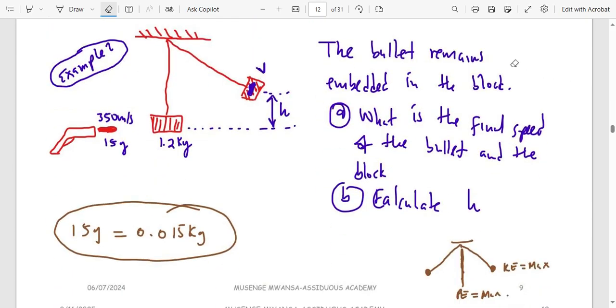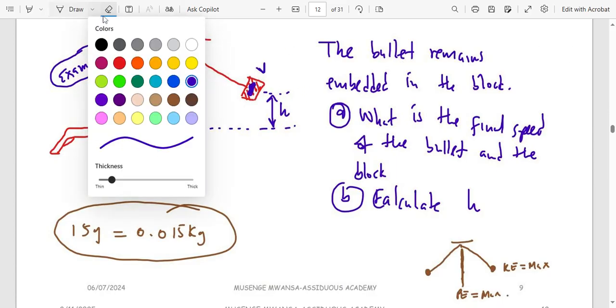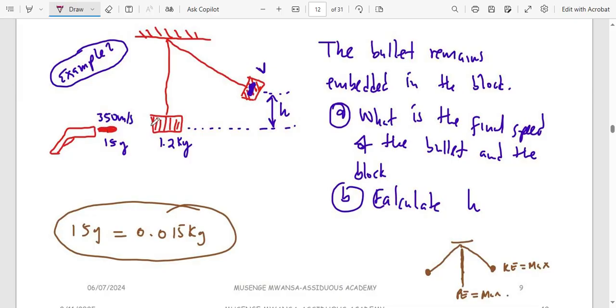Okay, so let's say we have got this one. You have got a bullet that you fire, and then it hits this block that is hanging on a rope, and the bullet has got a mass of 15 grams. It's moving at 350 meters per second. When it hits this block, it penetrates, and then they stick, and then the block gets to move. You can see there is this movement here. Of course there is also an angle there. They can also ask you to calculate that angle sometimes.